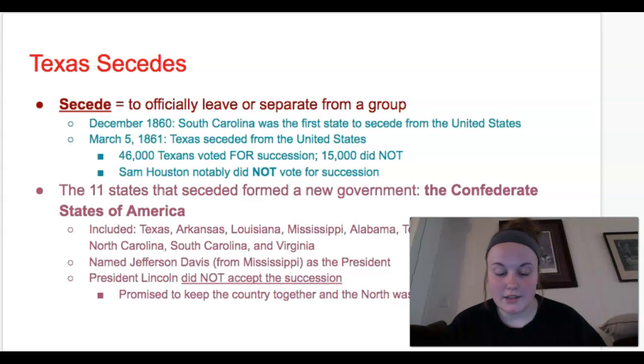Eleven southern states, including Texas, formed a new government. They called it the Confederate States of America, or simply the Confederacy. The Confederacy named Jefferson Davis of Mississippi as president.